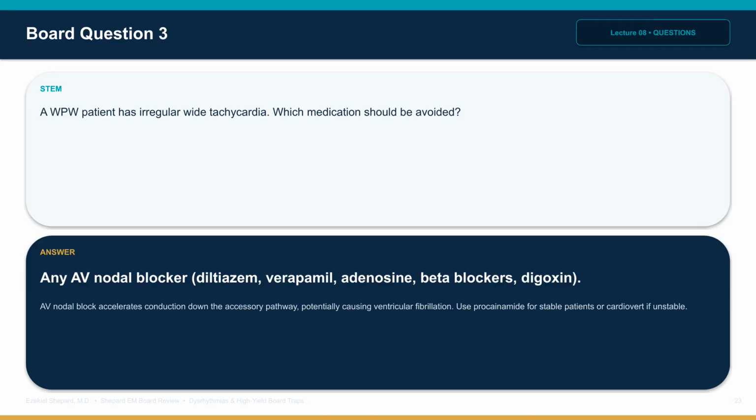Question 3. A patient has irregular wide tachycardia in known WPW. Which medication should be avoided? The answer: any AV nodal blocker, Cardizem, Calan, adenosine, beta blockers, and digoxin. The trap is reflex Cardizem, which can accelerate conduction down the accessory pathway and cause ventricular fibrillation.